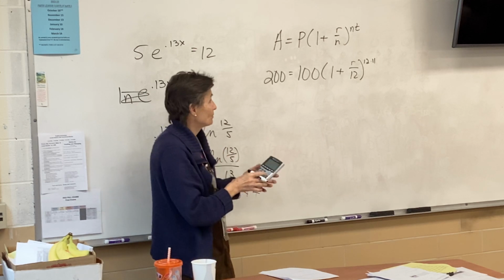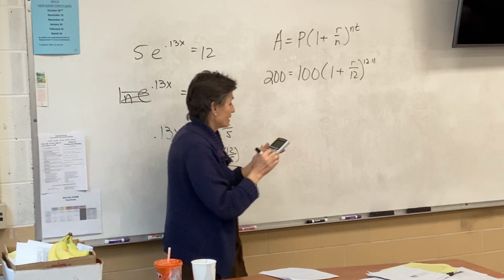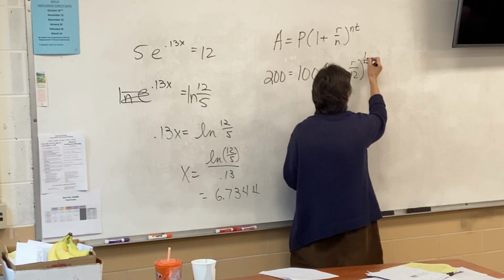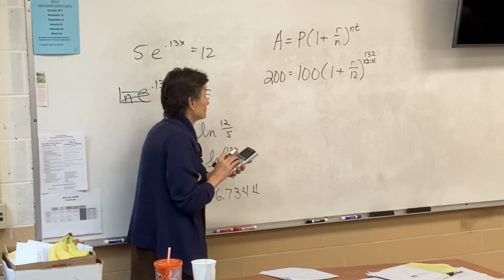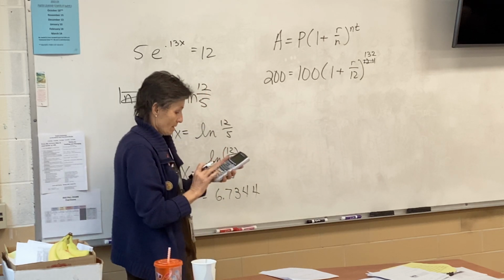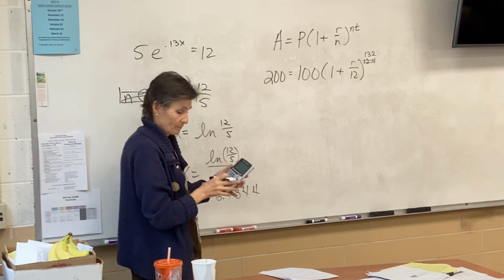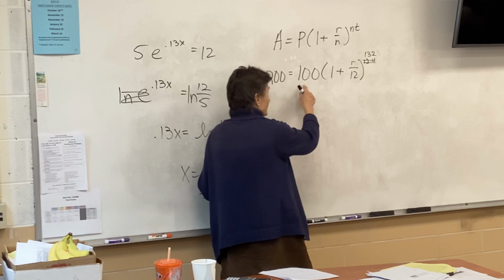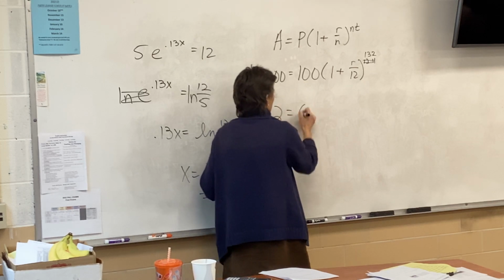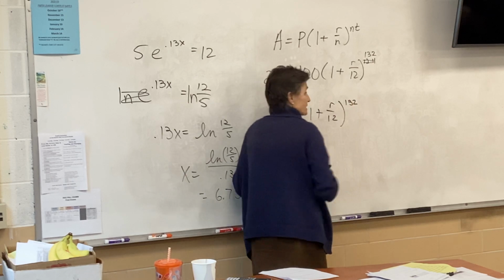Now, you've heard me say this before, I like to figure out that exponent, just make it a single number, so it's 132. What's the first step to the problem? Divide by 100. You always do that first. You always get rid of this. So 2 equals 1 plus r over 12 to the 132nd.